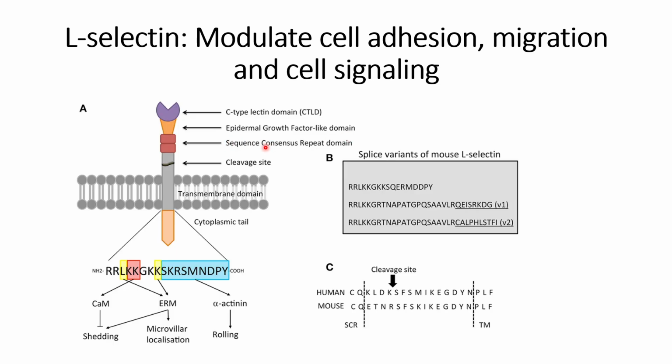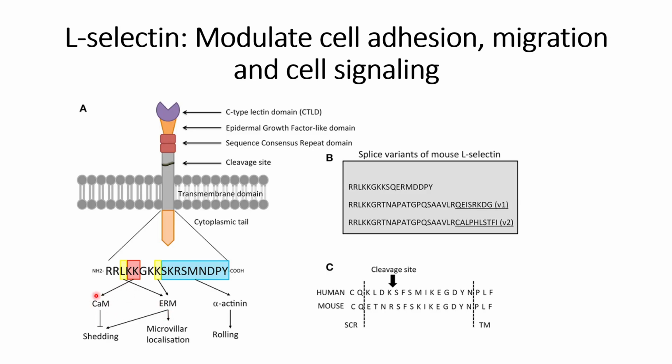Thereafter there is the sequence consensus repeat domain and the cleavage site. This is to cleave off the extracellular domain, thereby preventing L-selectin's role in triggering intracellular functions. In the intracellular part, it triggers different functions, and the regions of amino acids are highlighted to show which amino acid sequence plays a role in which functions.